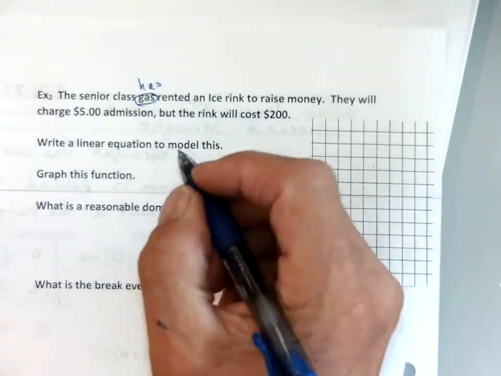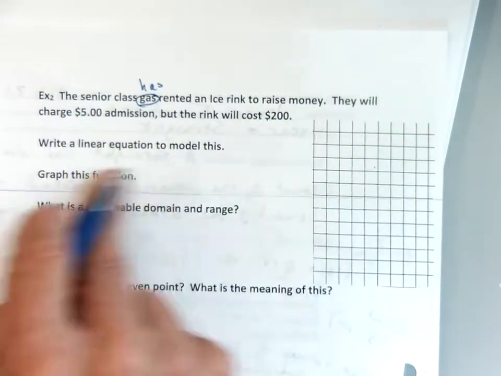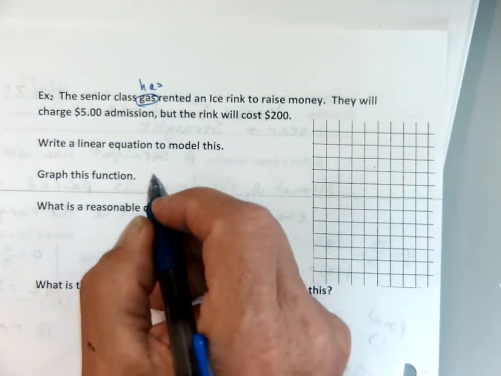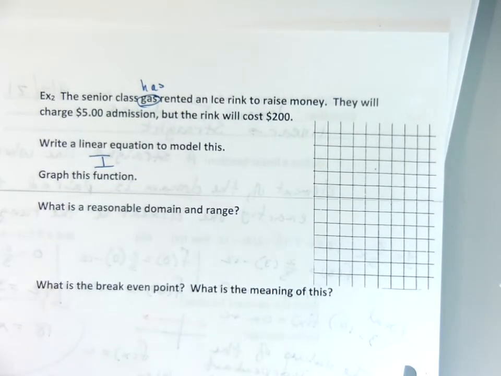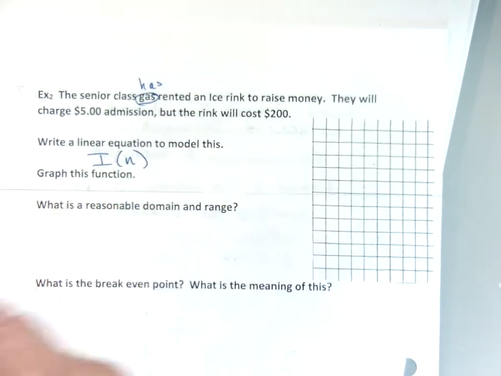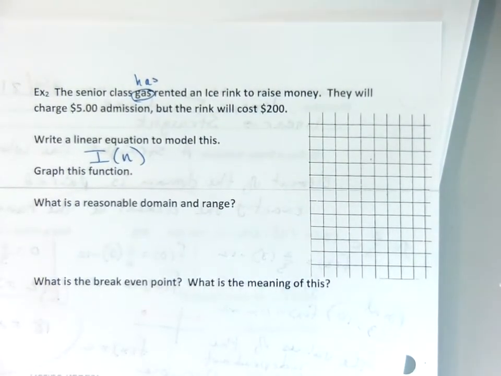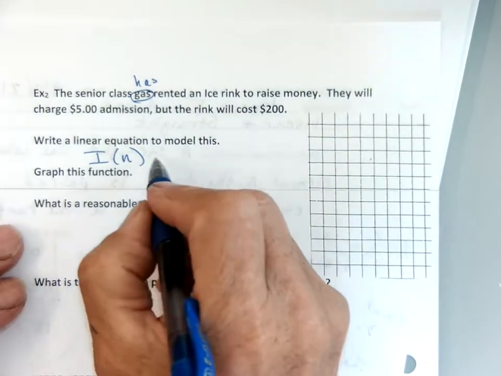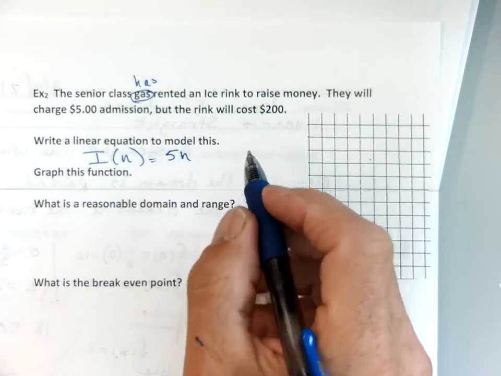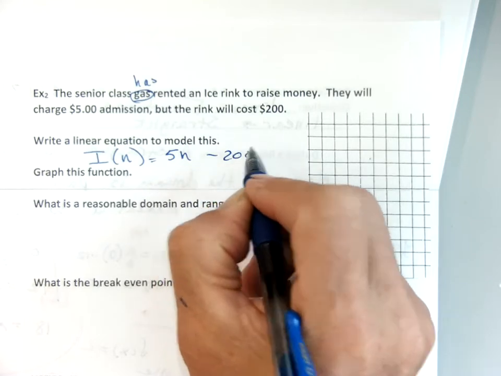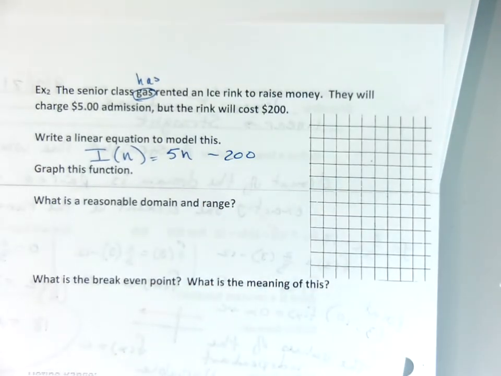So we could write y equals. But I don't want to use y. I want to use income. Okay. Income with respect to the number of tickets. I mean, this has nothing to do with y and x. This has to do with income, right? So I used I and N for the number of tickets, right? So they're going to charge $5 per ticket, but if we don't sell any tickets, we're automatically $200 in the hole, right? So the y-intercept thing. Right.